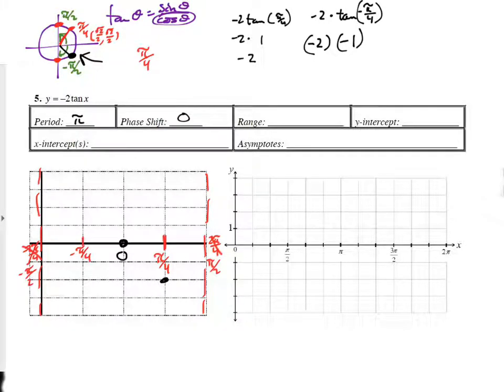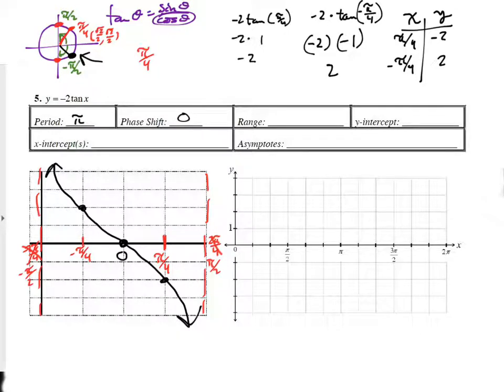So what is negative 2 times negative 1? Positive 2. So if we had our x and y chart here, pi over 4 would give us negative 2. Negative pi over 4, that would give us positive 2. So let's put positive 2 on here. Now you have a graph. Just make sure your line is attracted to the asymptote. It's like getting closer and closer to the asymptote. You got your graph. So let's transfer these points and these asymptotes over to the scaled graph.